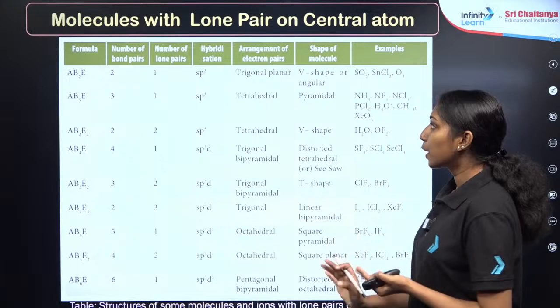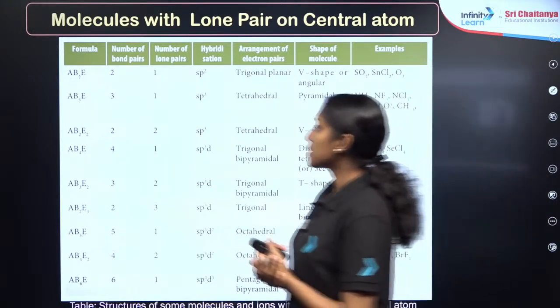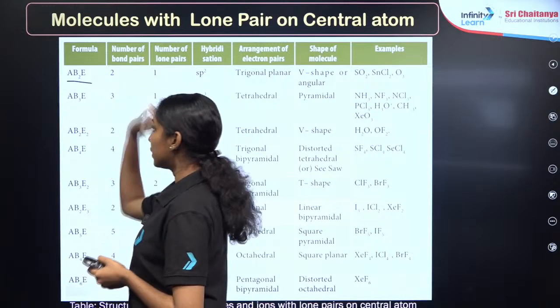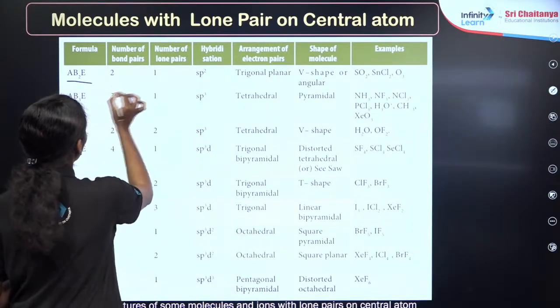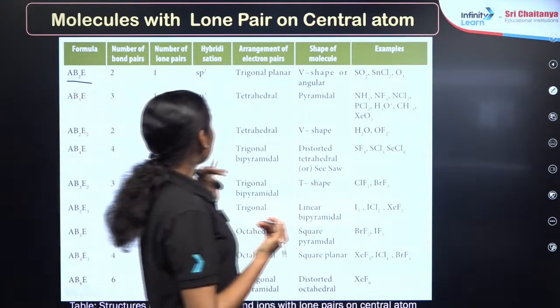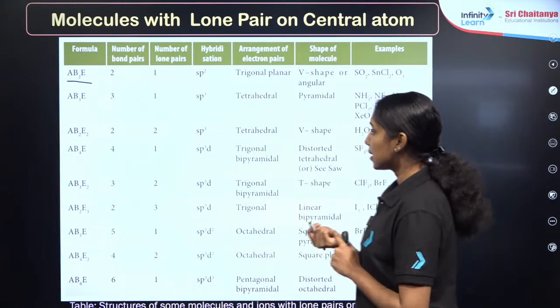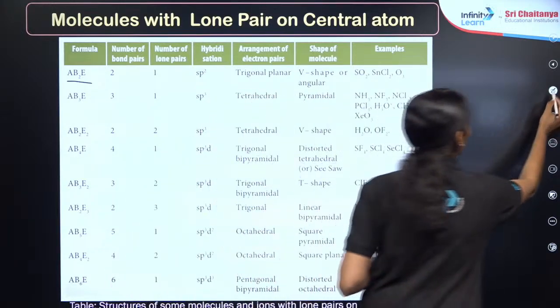This is the final summary of the molecules with a lone pair on the central atom having different shapes. As you can see here, this is the first type, right? AB2E type, which means 2 bond pairs plus 1 lone pair. Then, I think you have an idea about the hybridization. Otherwise, there is a single trick, a single number to predict the hybridization, that is the steric number.